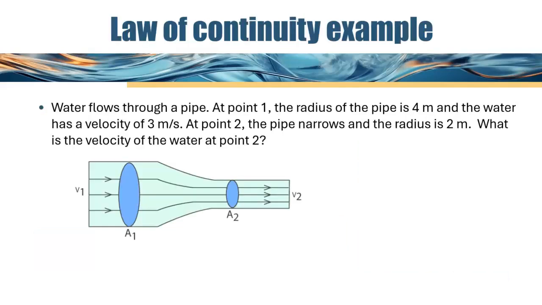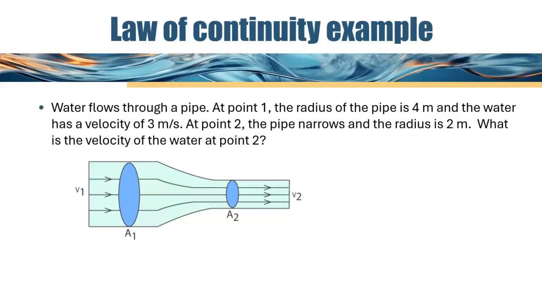Let's look at an example involving the law of continuity. It says water flows through a pipe. At point 1, the radius of the pipe is 4 meters and the water has a velocity of 3 meters per second. At point 2, the pipe narrows and the radius is 2 meters. What is the velocity of the water at point 2?